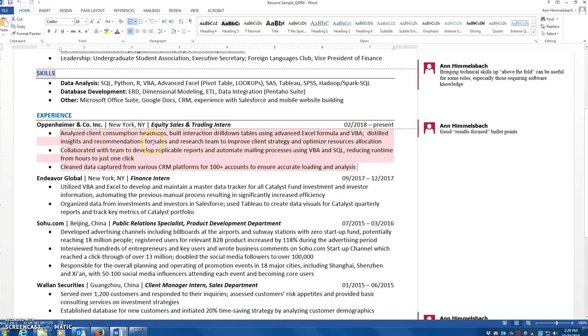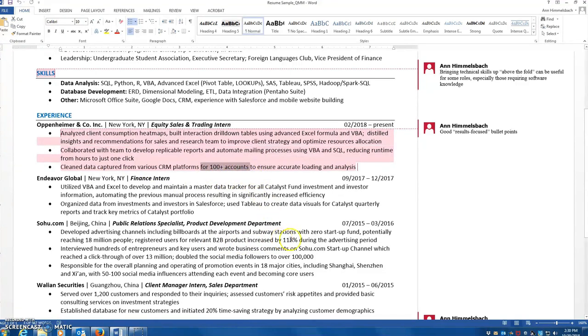Distilled insights and recommendations for sales and research team to improve client strategy and optimize resources allocation. So their work actually had an impact or a tangible outcome. Collaborated with team to develop replicable reports and automate mailing processes using VBA and SQL, reducing runtime from hours to just one click. So again, positive results. Clean data captured from various CRM platforms for 100 plus accounts. So also a nice example of quantifying there.